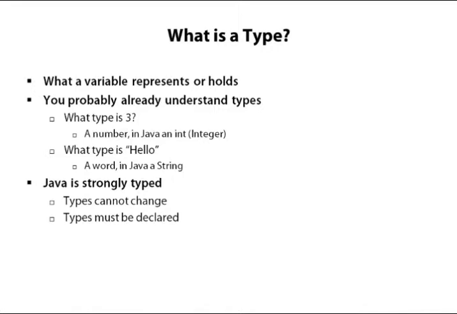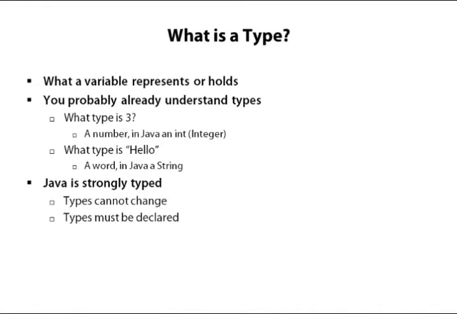You probably already have somewhat of a concept of types. If you're programming in another language, for sure you would know what a type is, but if you haven't, you still probably have some concept of types. If I said, what type is 3? Well, it's a number. In Java, it would be called an int or an integer. You can already classify the number 3 as a number.